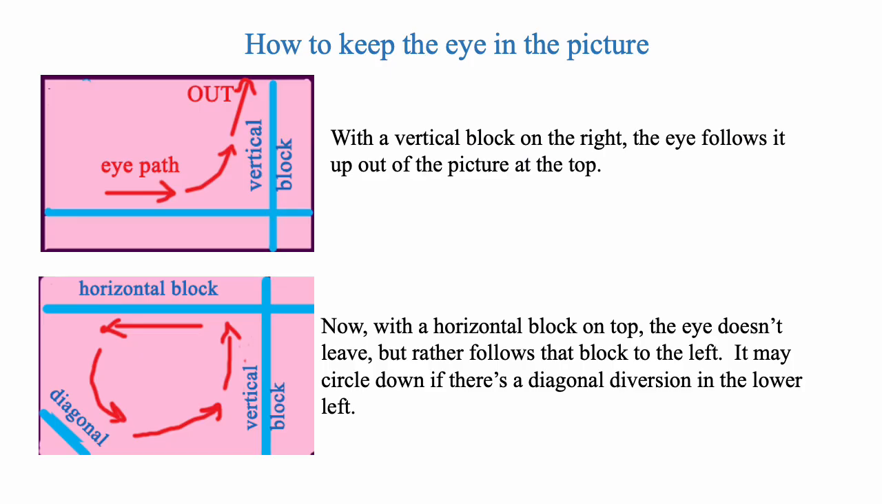If you have a strong horizontal line on the bottom of the page like this one, then how do you contain the eye? One way is to have a vertical block on the right side. The eye follows this line and then goes up following the block and out of the picture. Now, if you really want to contain the eye, then you would have the vertical block here, but also a horizontal block on top. And then the eye goes in this direction, it goes up, it follows the horizontal block. And if there's a diagonal over here, it may circle around again. And we want to keep the eye in the picture for as long as possible.